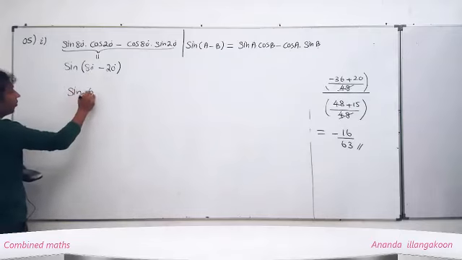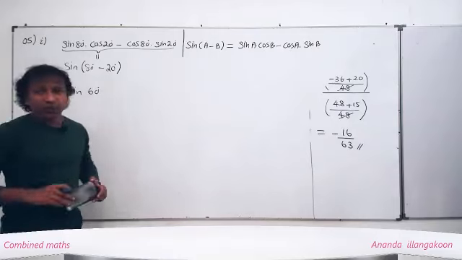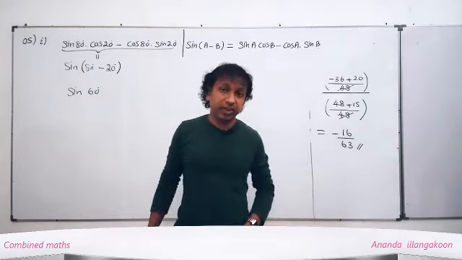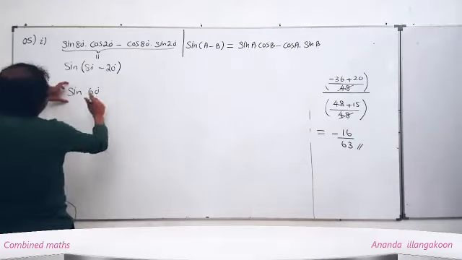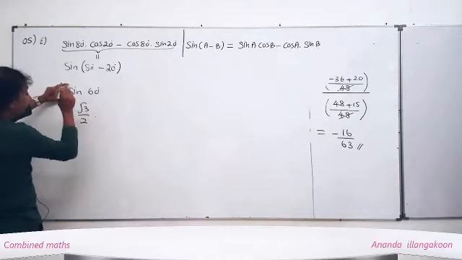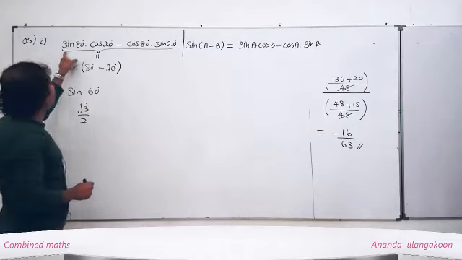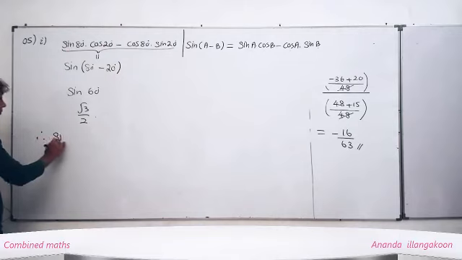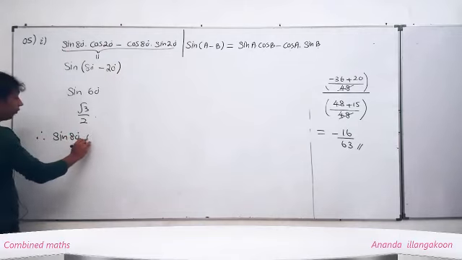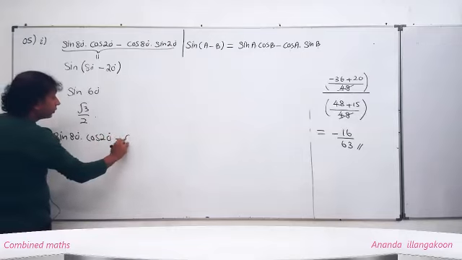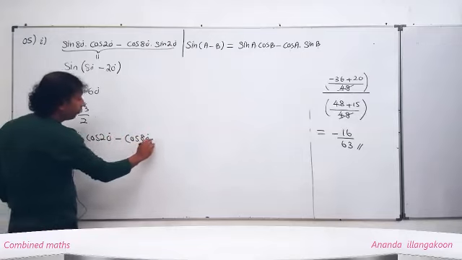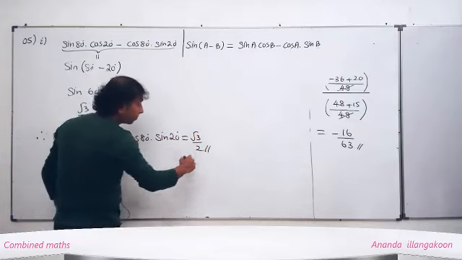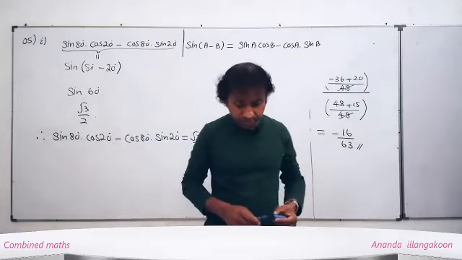But what is this 80 minus 20? 80 minus 20 is 60. Now, what is sine 60? We learned last week. Sine 60 is root 3 by 2. Then this one you can write as root 3 by 2. Therefore, sine 80 cos 20 minus cos 80 sine 20 is equal to root 3 by 2. Any question there?